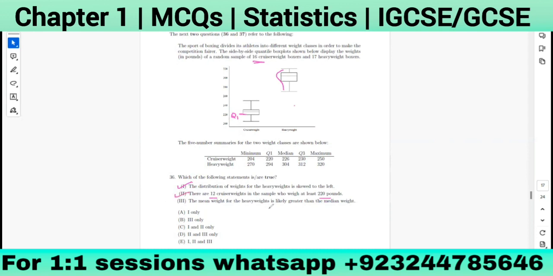The mean weight for the heavyweights is likely greater than the median weight. Okay, so what is the mean? Mean would be something near 260, 270, and median is something near 300. So the mean is not greater, so the statement is wrong. So only 1 and 2 are the correct answers. So option C is the correct answer.